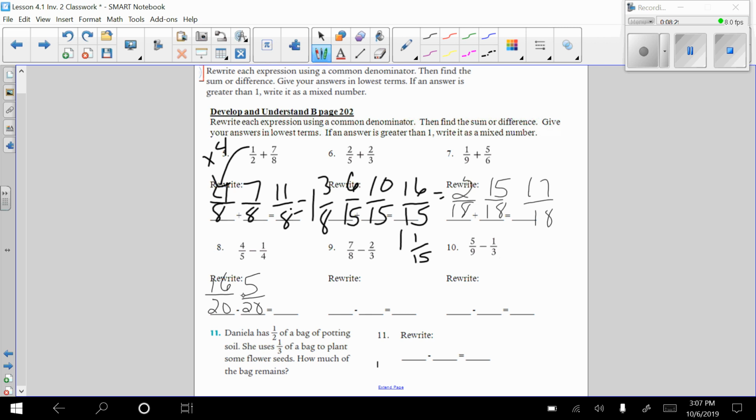Again, this is subtraction now. Don't get confused. Look at your signs. 16 minus 5 is 11. The denominator stays the same, which is 20.